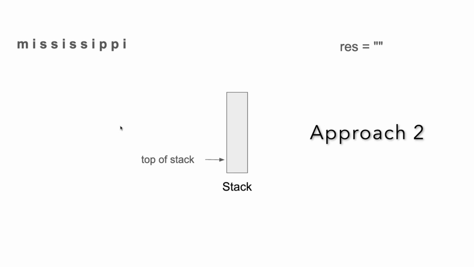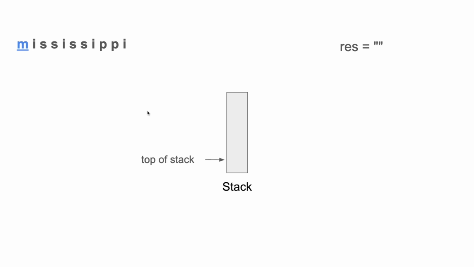We are given the input string Mississippi here. We have initialized a stack and the stack is empty. We have also initialized a temporary variable that stores the resultant string. So the algorithm works this way. We keep iterating over each character in the string and look at the top of the stack. If the top of the stack is equal to that particular character, we will remove the element from the stack, and otherwise we will push the new character to the stack. Let's see this by example.